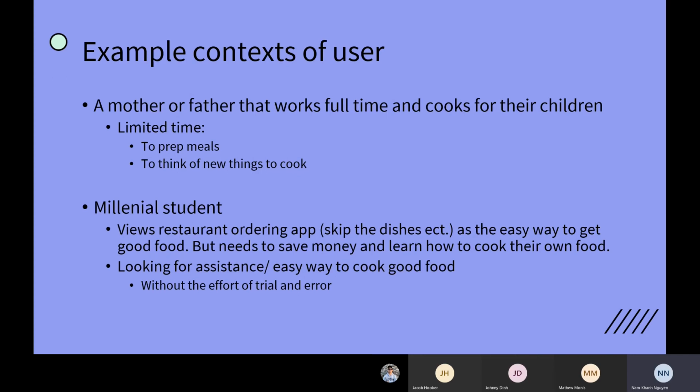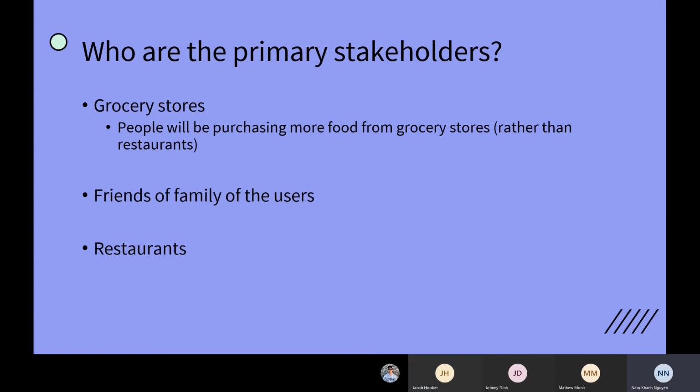The second context is a student who always views restaurant ordering applications like SkipTheDishes and Uber Eats as the easy way to get good food, but at the same time they need to save money and they need to learn how to cook the new food. They are people looking for an easy way to make good food without the effort of trial and error.